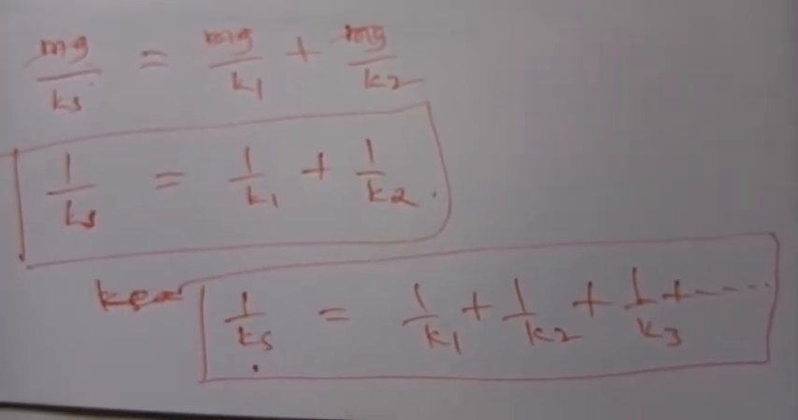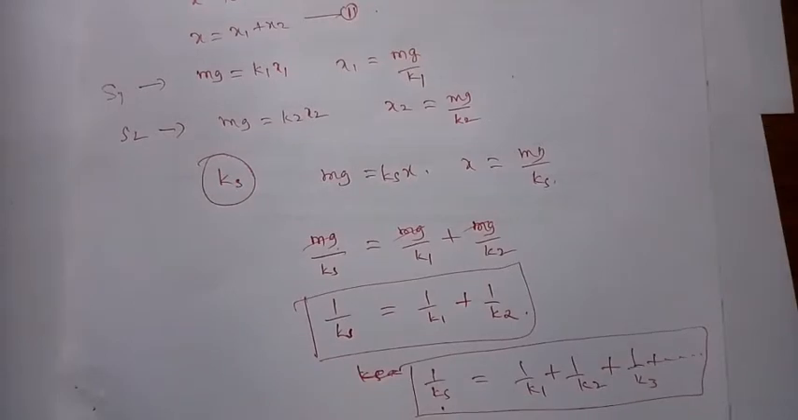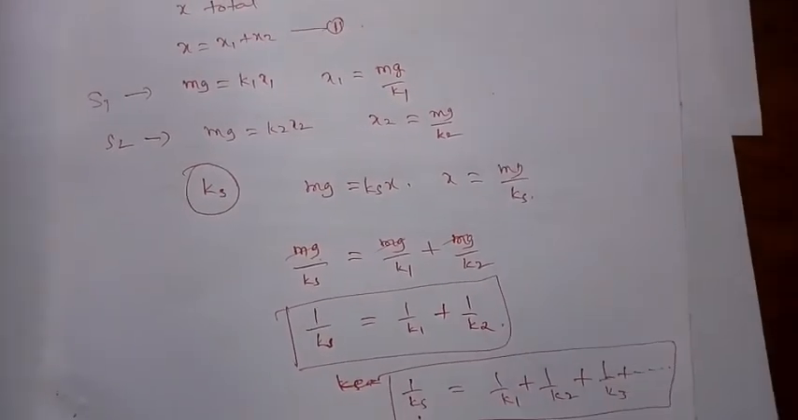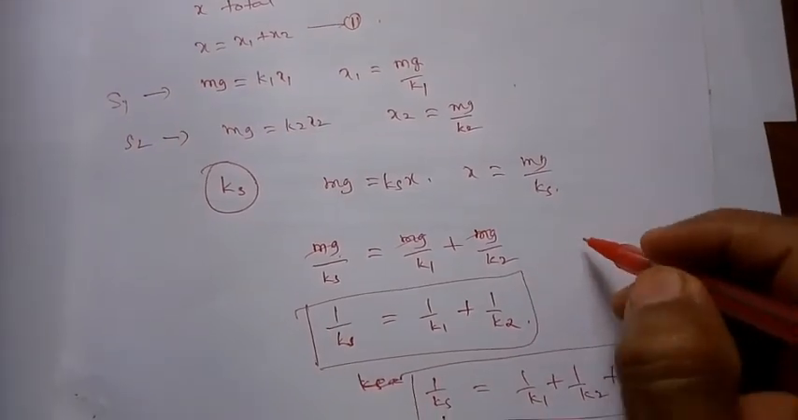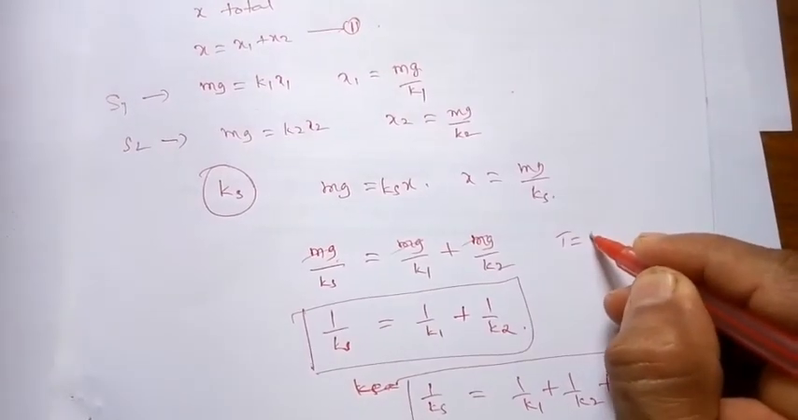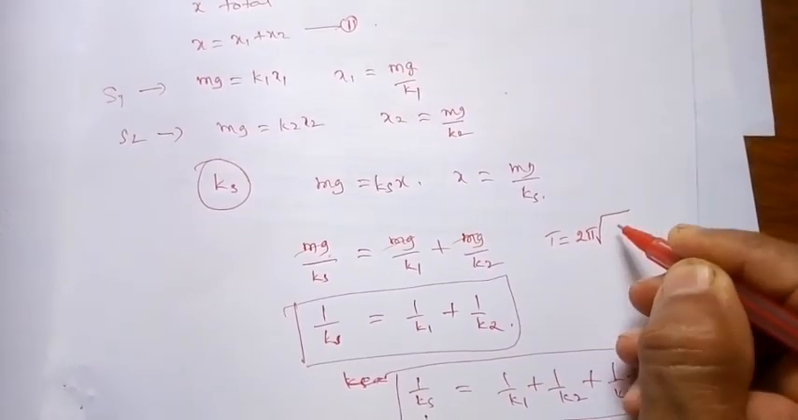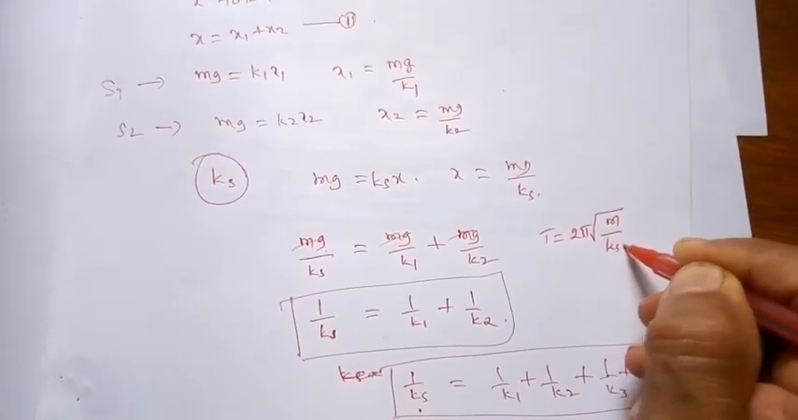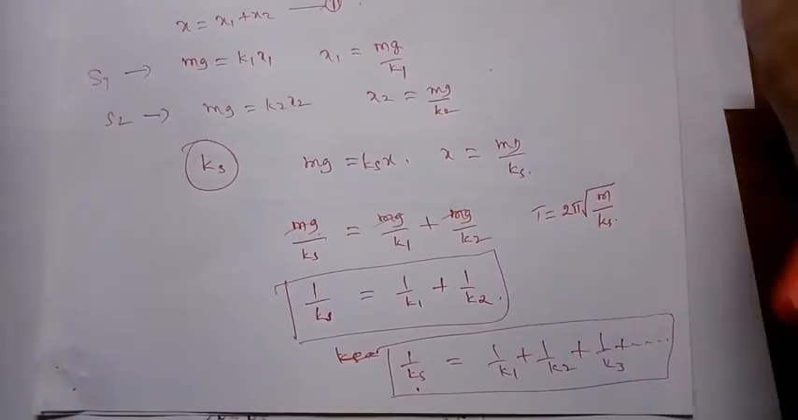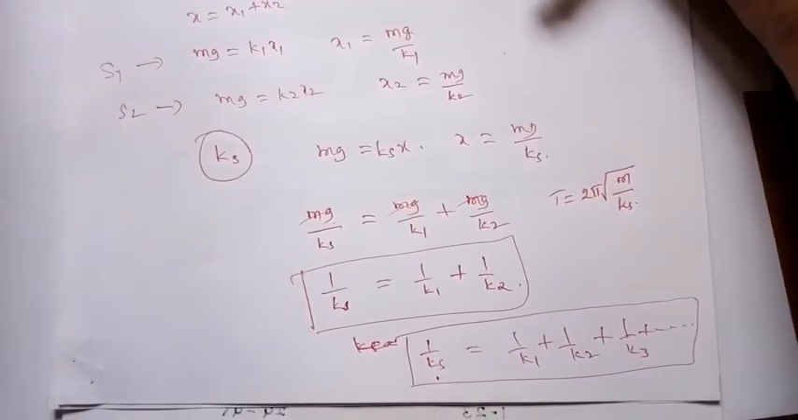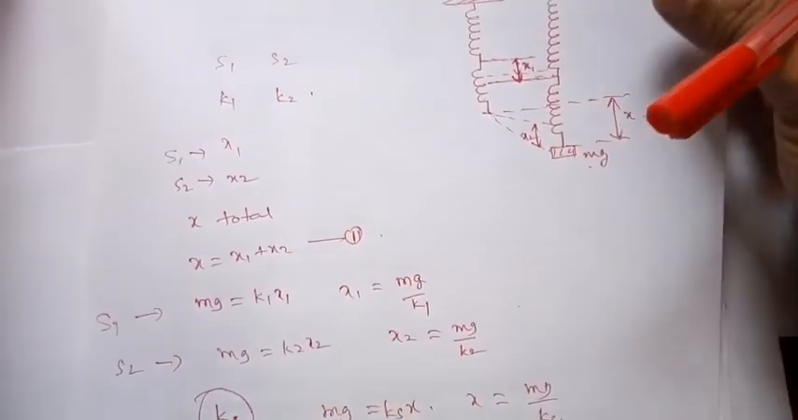Next, let us see the parallel combination. Before that, just let me give the period expression. Of course, there is not much change. So T is equal to 2 pi root of m by Ks, where instead of k it is Ks, the equivalent force constant. Next, let us see springs in parallel.